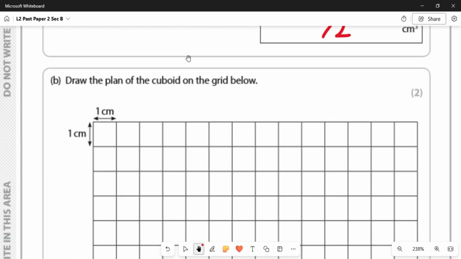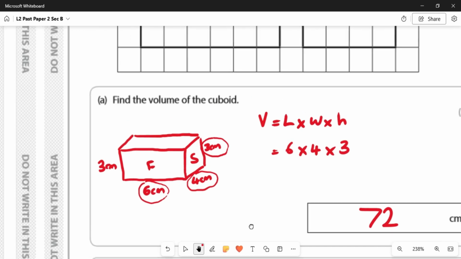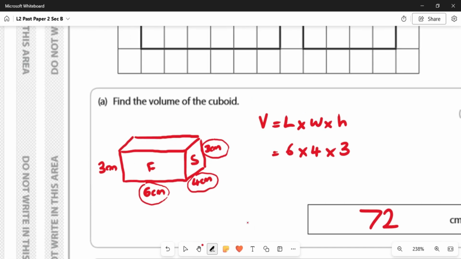Then it says draw the plan of the cuboid. Let me just highlight that bit there, keyword, on the grid below. So let's just go back to our sketch. The plan is when you look at the shape from the top. So if you have a bird's eye view, you'd only see that face there, which is technically the same as the bottom or the base, and the base is 6 by 4, and obviously that's a rectangle as well.